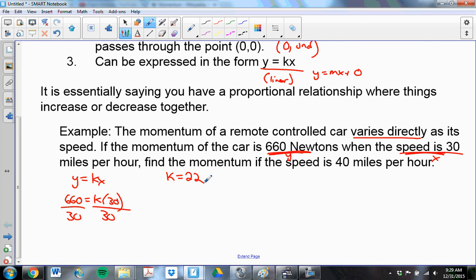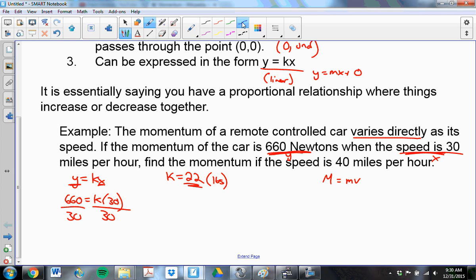Now this number k always means something, like it's some important part of the scenario that's happening. In this case, you might remember that momentum is actually mass times velocity. And we found momentum and we found velocity. So this is actually the mass. This car weighs 22 pounds or 22 ounces. We don't need to find the newtons. I guess newtons are pounds, yeah. It weighs 22 pounds. That's the mass of the car.